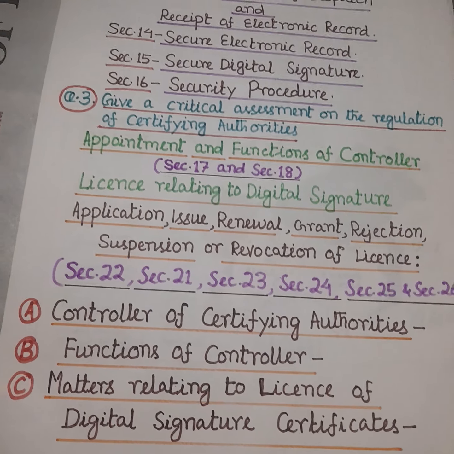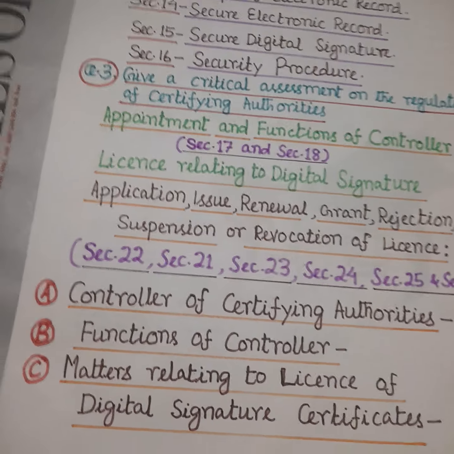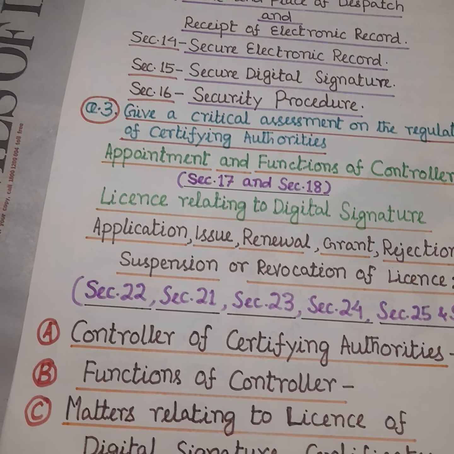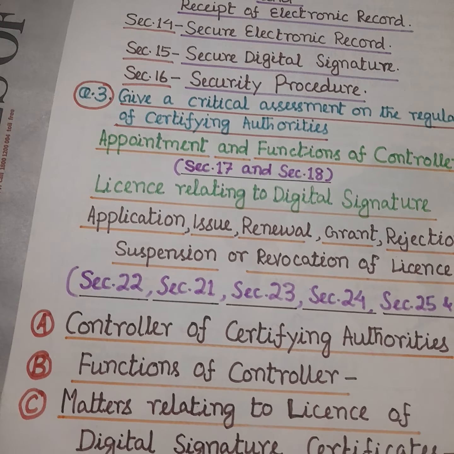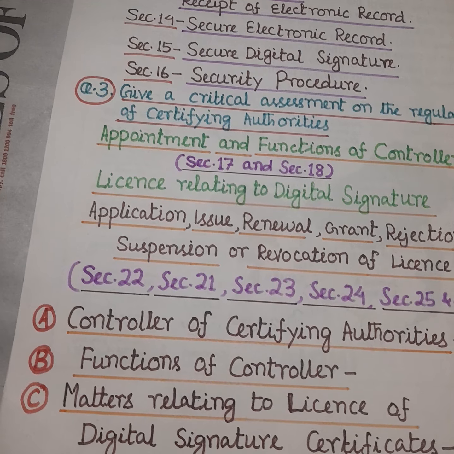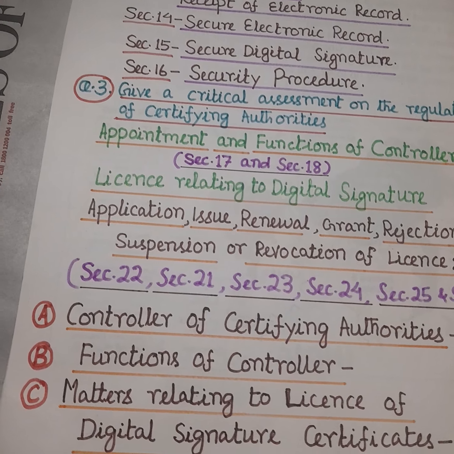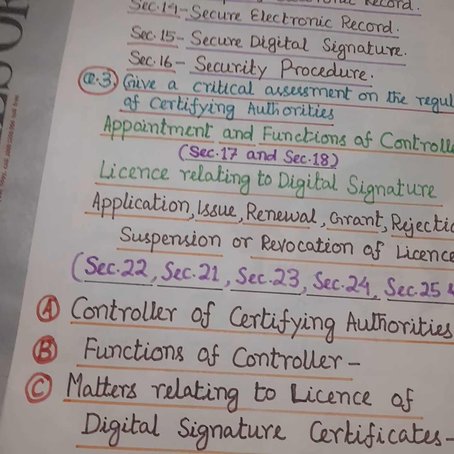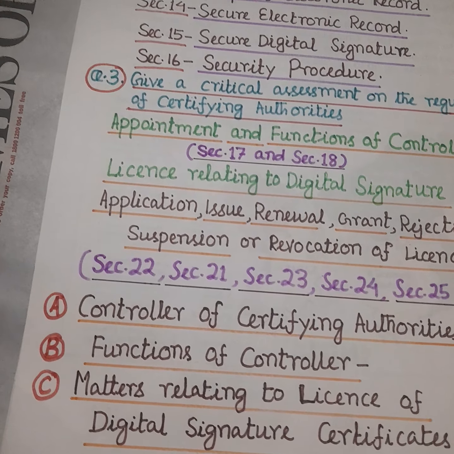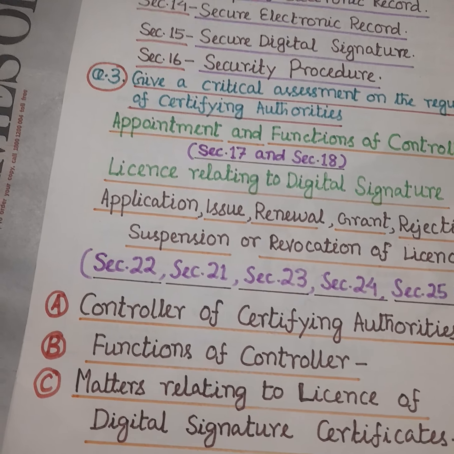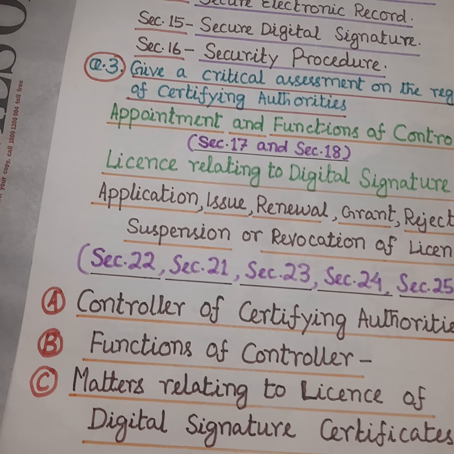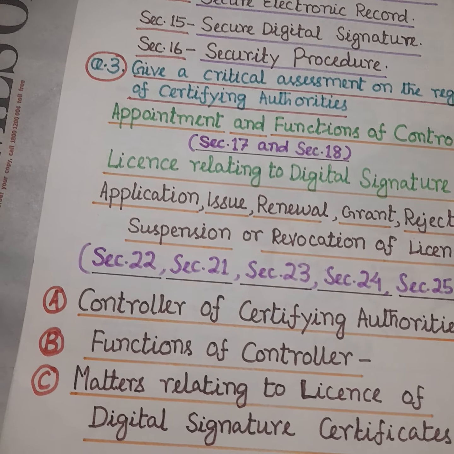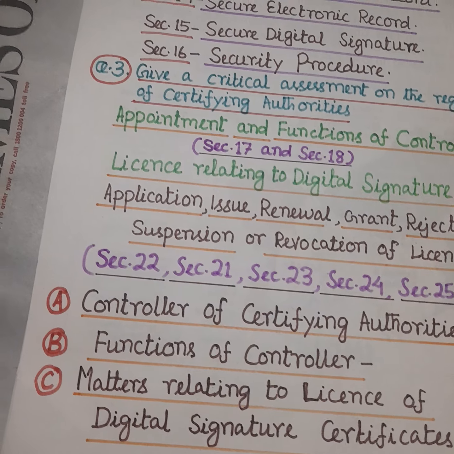And further, it provides that where the originator has stipulated that the electronic record shall be binding only on receipt of an acknowledgement of such electronic record by him, then unless acknowledgement has been so received, the electronic record shall be deemed to have been never sent by the originator.